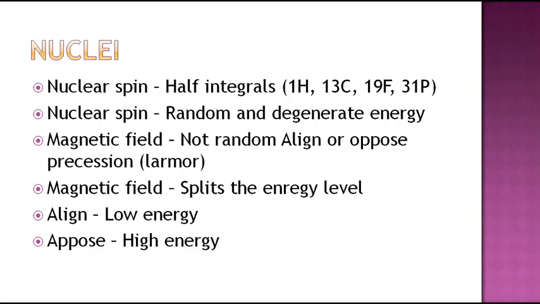And one more thing happens, they start to precess. I will explain in the next slide what is called precession. These two things happen, right? And therefore splitting of energy levels takes place. That means those nuclei that align with the external magnetic field get lower energy, and those protons that, due to their chemical, magnetic or electrostatic environment, oppose the external magnetic field have higher energy. Right? This is how the splitting of energy levels takes place.